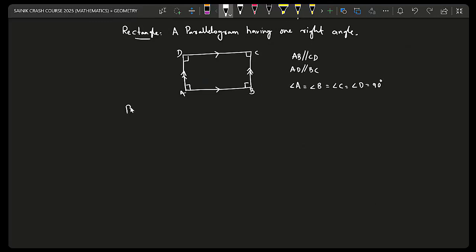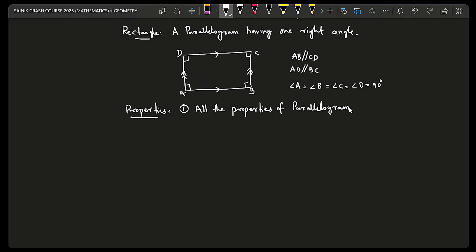So what are the properties of a rectangle? First let me write number one. Because every rectangle is a parallelogram, I need not write all the properties of parallelogram here. We can say all the properties of parallelogram will be listed here. That means whatever properties we discussed for parallelogram will be satisfied by rectangle also. Why? Because every rectangle is a parallelogram.